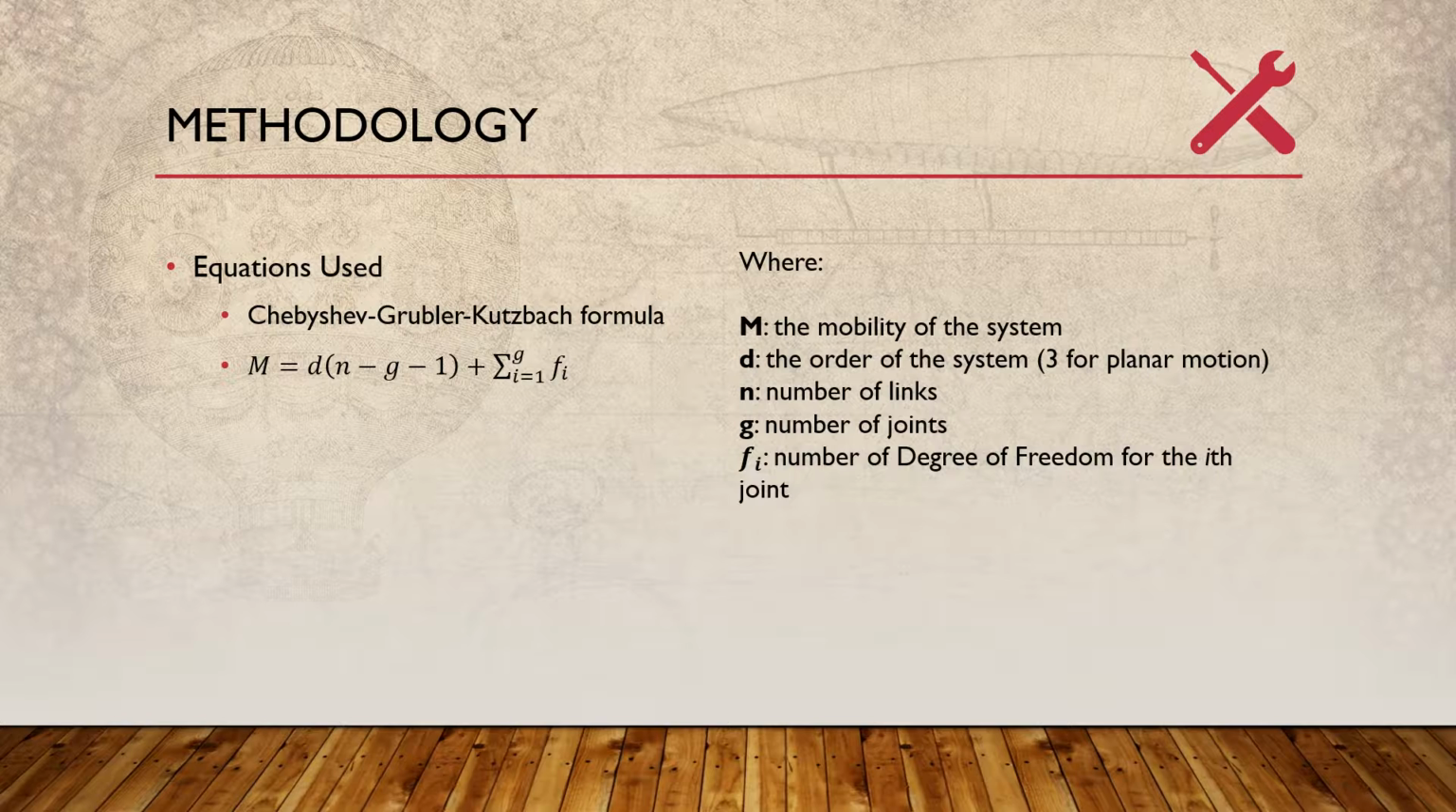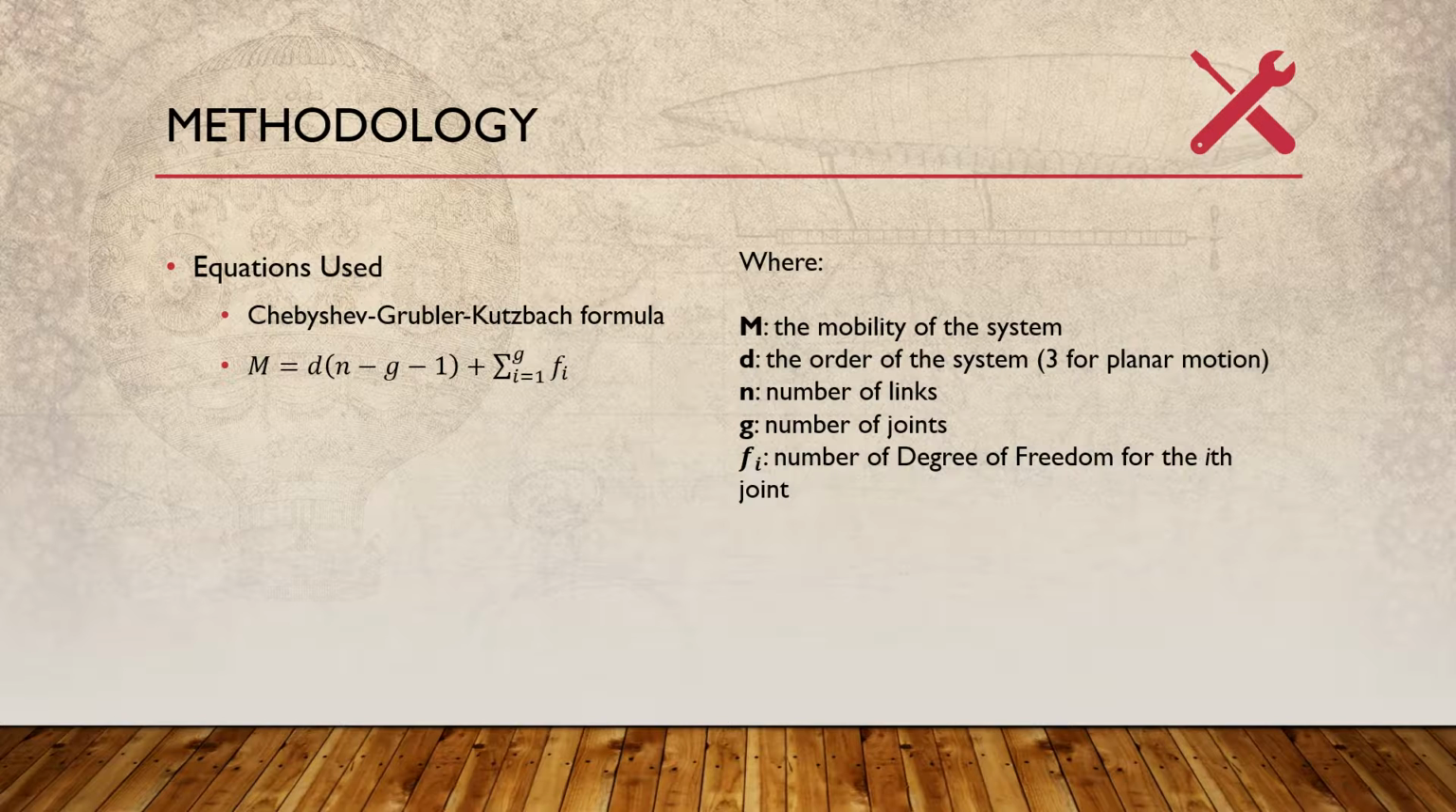So in this case, we can see the formula here, where the mobility of the system is determined by the order of the system, which in our case, because it's planar motion, that would be taken as 3. The number of links, so that's how many basically physical pieces are actually used in the mechanism itself. So the number of joints, so the number of joints per link can vary, and it's also determined by the type of joint that it is. And then we have the number of degrees of freedom for the ith joint. So all that's referring to is basically how many degrees of freedom does each one of those joints have.